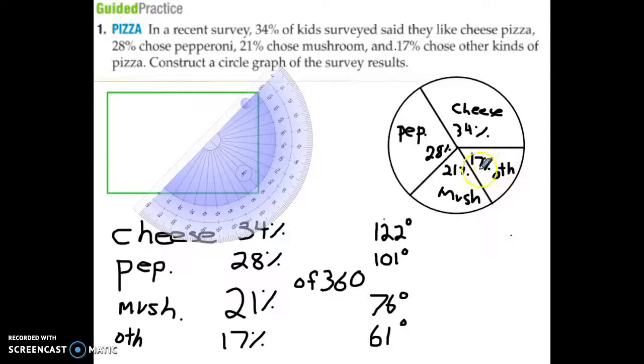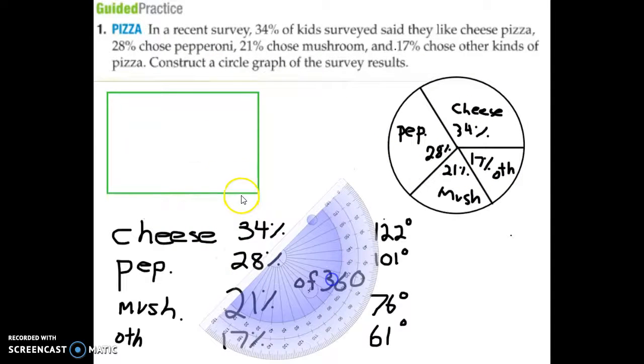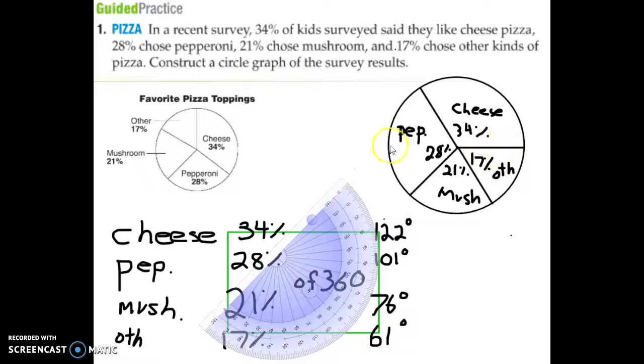Alright, so that's the hard part of today. Let's see if it matches. Now, it doesn't matter where you start your circles at, as long as the sections are correct. But you see 34% looks pretty much the same. Other, mushroom, pepperoni, they just went in reverse order, kind of. So, looks pretty good. Pretty good. Alright.